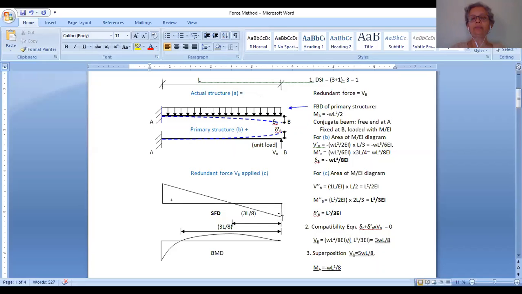So here we are at minus. From here we have to go up equal to reaction VB, 3 WL by 8. So I go up and I close it at 0. So this part is positive and this part is negative. Drawing the diagram is the same, the way you had done it in the last course.